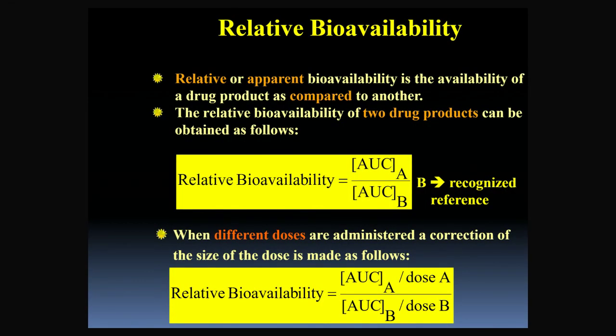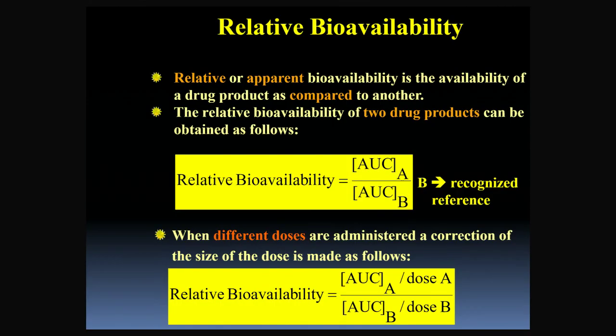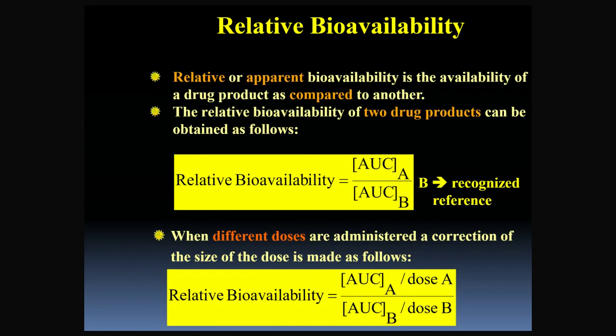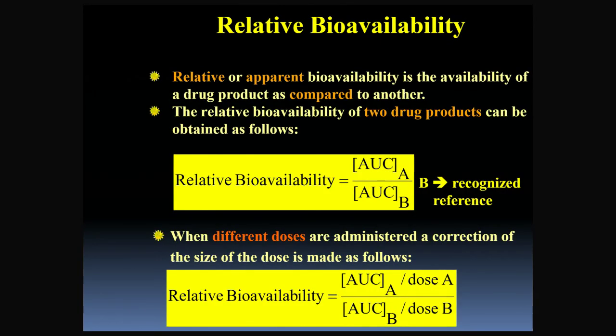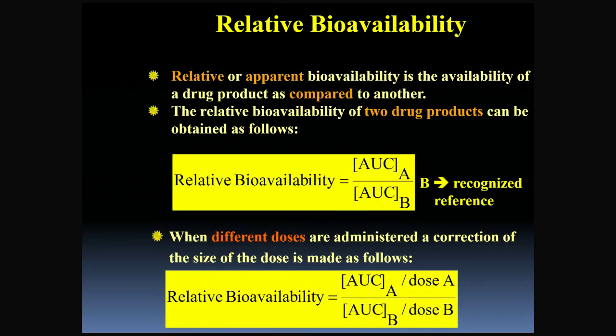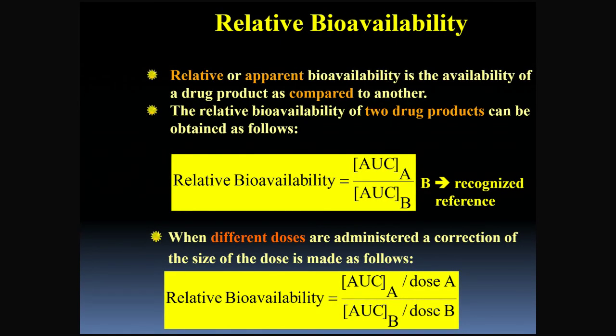Relative bioavailability, often called apparent bioavailability, measures the systemic exposure of one drug product by directly benchmarking it against another. Mathematically, we express this as a ratio where the area under the curve of product A is divided by the area under the curve of reference product B, providing a precise metric of comparative absorption.